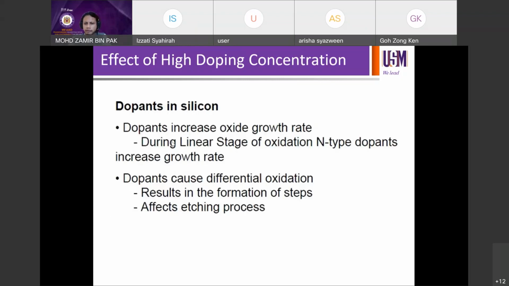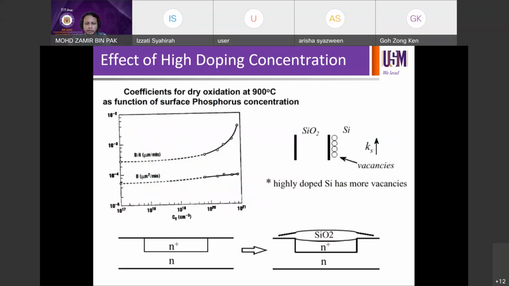We discussed the effect of dopant yesterday, and we talked about the differential oxidation due to different levels of doping on the wafer. We have discussed this bump in the middle, which is due to the heavy doping down there by the N+ layer. This is due to differential oxidation, as we discussed yesterday.